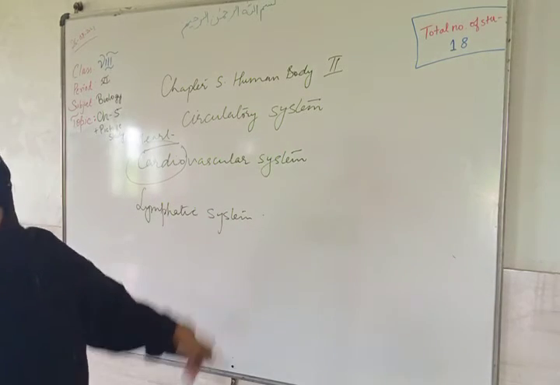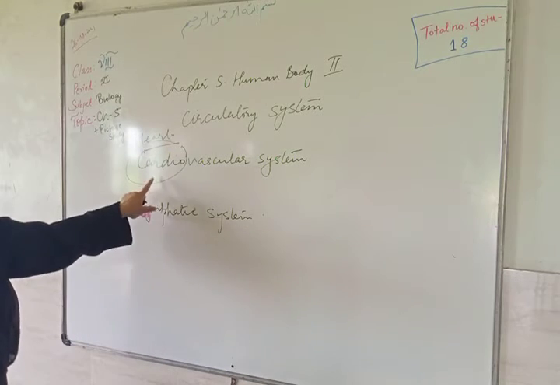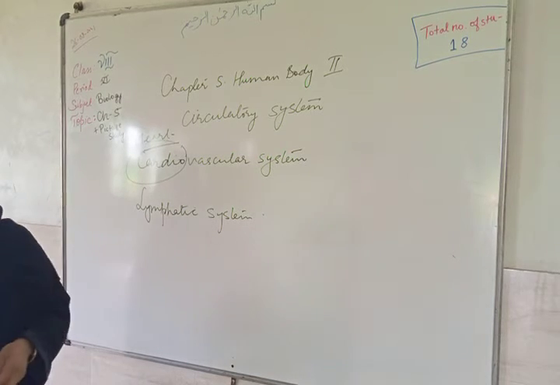So in the cardiovascular system, cardio means heart. It is the system in which the heart is involved, where the pumping organ is the heart. Another system, the parallel circulatory system, is the lymphatic system.